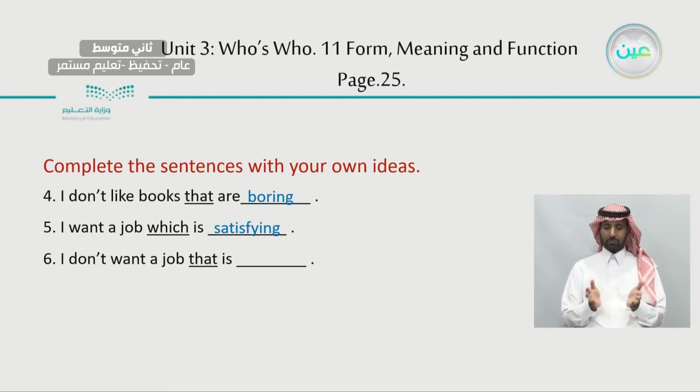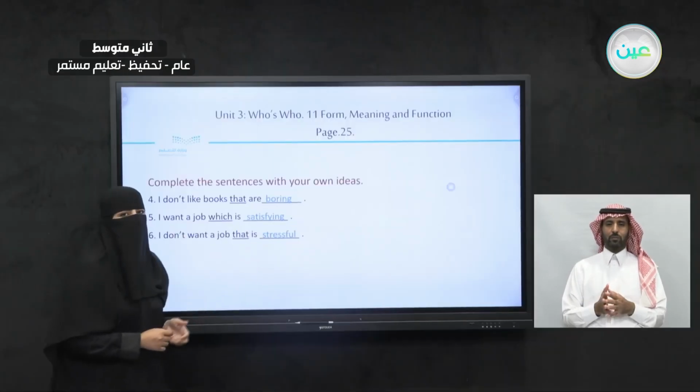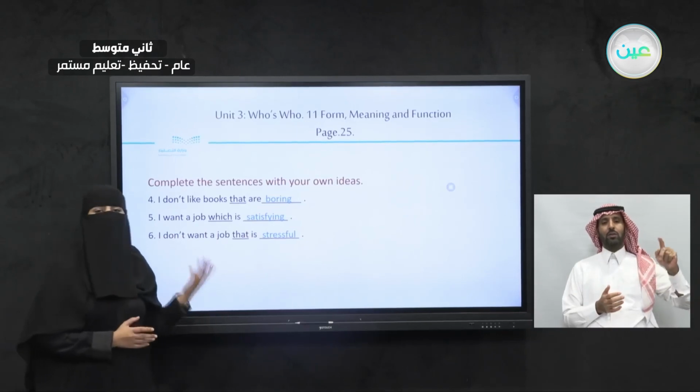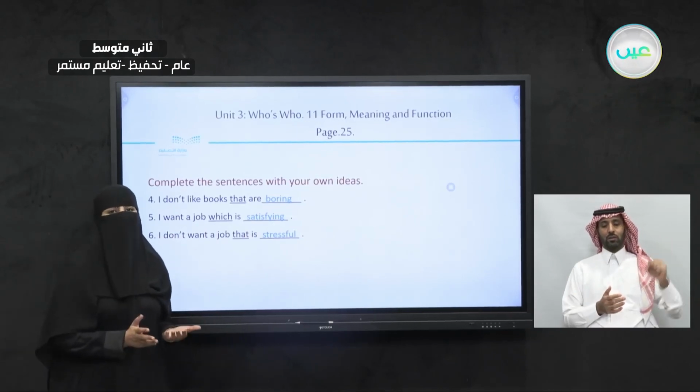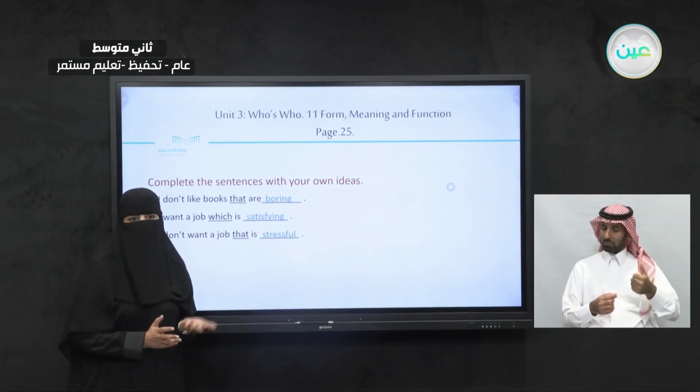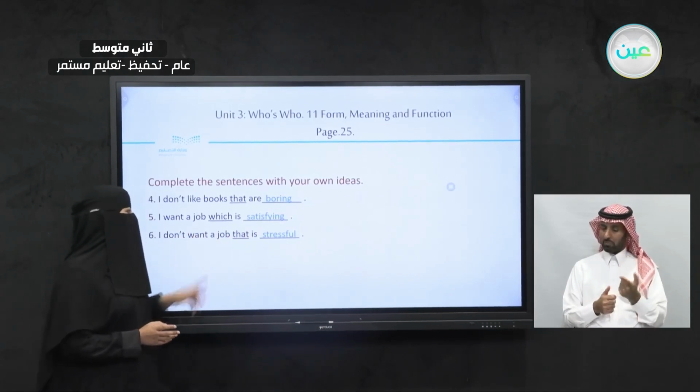The next one. I don't want a job that is what? Something that you don't want in a job. Stressful. Actually, so I don't want a job that is stressful. Here, this is a quality about the job. But decide the things that you like and don't like about a job. The things that you can do in the job and things that you can do with the job.